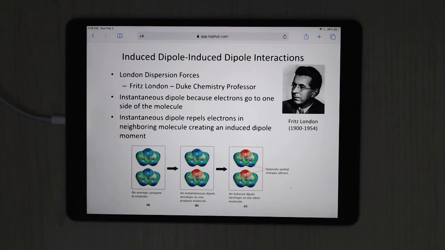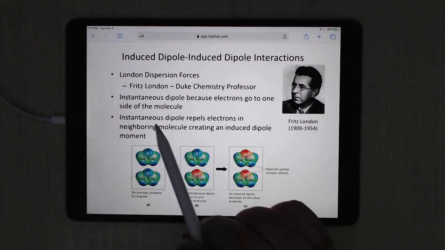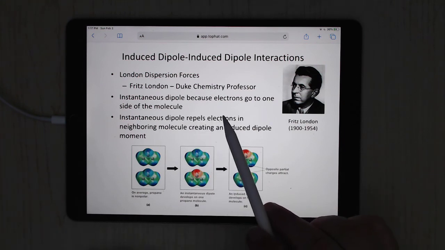Okay, so the other thing that happens is if you don't have any dipole moments and you don't have these ionic bonds, how do things even come together? And so this was first described by Fritz London, and you'll hear of the London dispersion forces. He was a Duke chemistry professor from my alma mater, and he would have probably won a Nobel Prize, but he got into a car accident and was killed before he was awarded one, and you can't award one posthumously. What he said is that you can get these instantaneous dipole moments, okay?